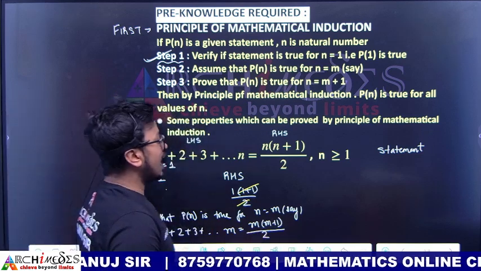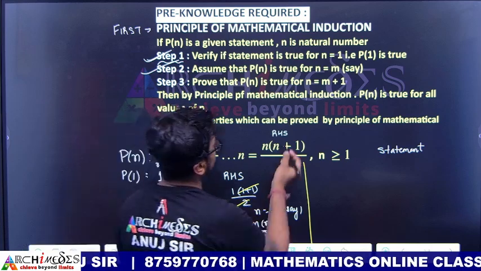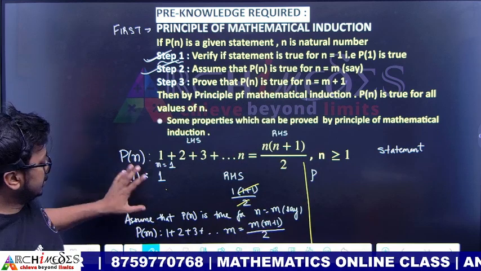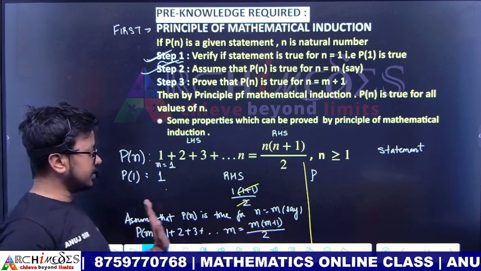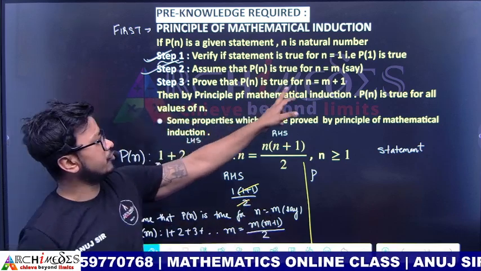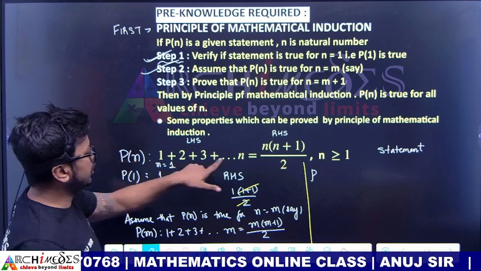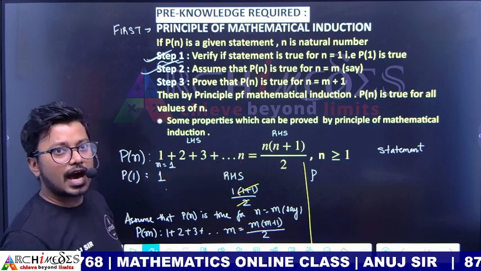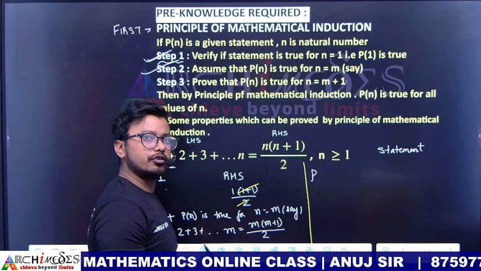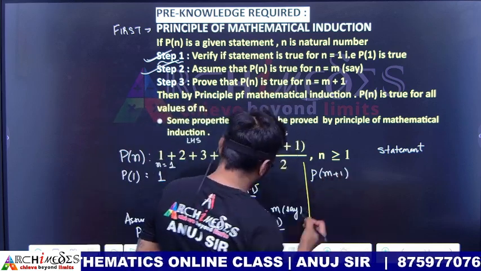Clear? So now the last step, a very important step, is step 3: you have to prove that it is true for n equals m plus 1. Till now, this was the assumption part. But now you have to prove that Pn is true for n equals m plus 1. That means you put m plus 1 in LHS, so it should end at m plus 1, and the RHS answer should be (m plus 1)(m plus 2) by 2. You have to prove that one. So if Pm plus 1 is there, now we have to prove this. You have to write it down.